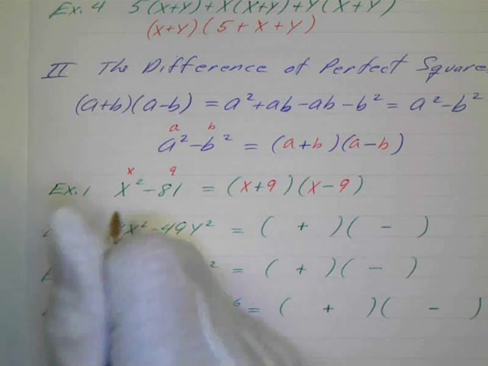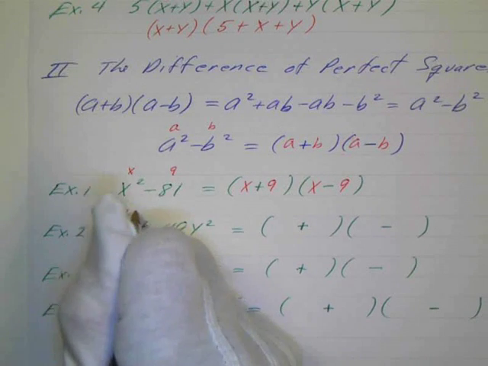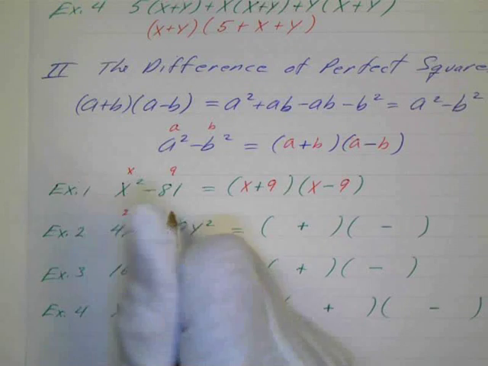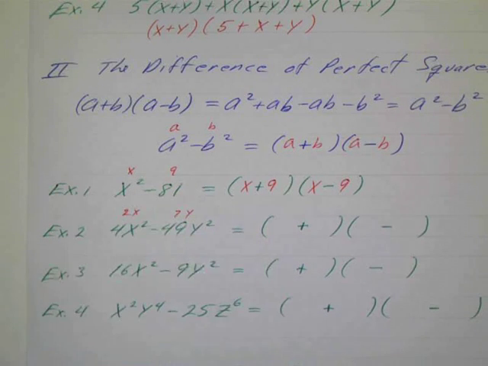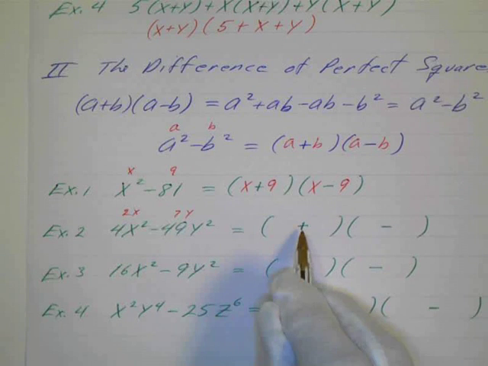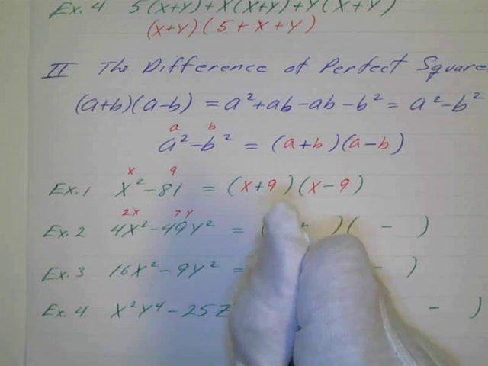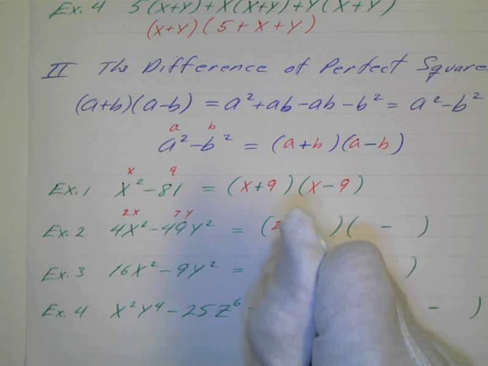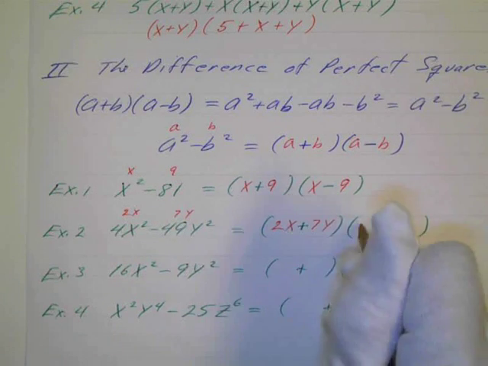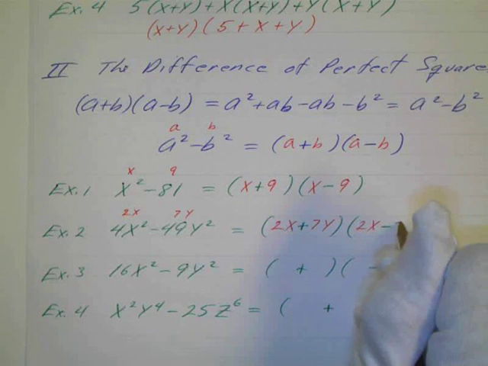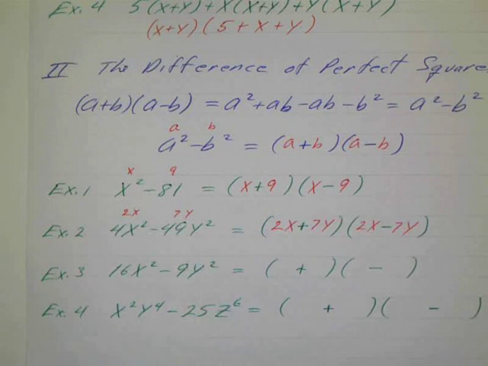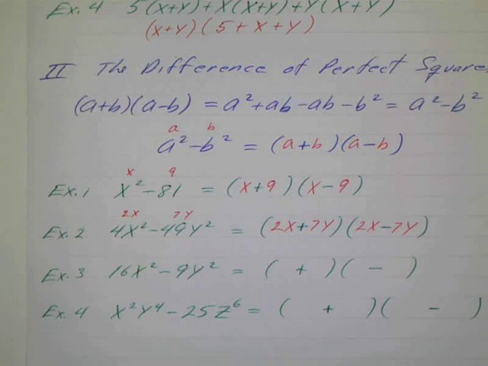We identify this. The square root of 4x squared is 2x, so that's a perfect square. The square root of 49y squared is 7y. And I have the difference of perfect squares, so I know it's just going to be the product of the sum and the difference of these little numbers. 2x plus 7y, 2x minus 7y. And those are, again, the square roots.